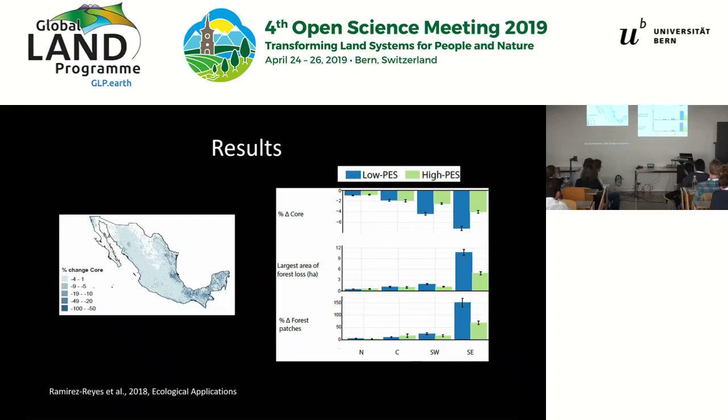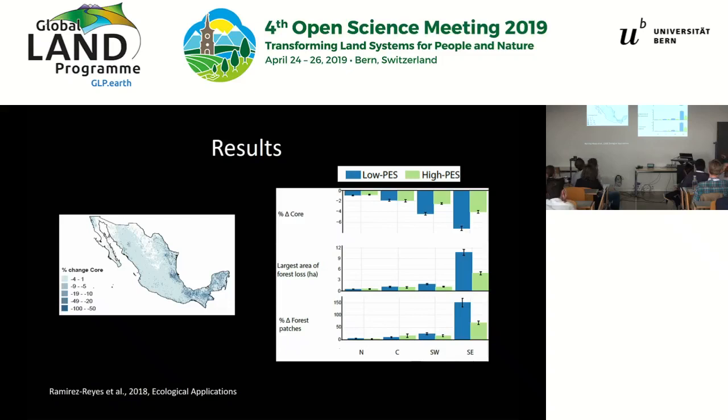Then we did a matching analysis to see the effects of the program, comparing the propensity of areas that are receiving the money with similar areas that have similar geographical and economic characteristics, and making this comparison. Here we have areas in blue that didn't receive payments, and areas that received payments. Here we divided the country into north, central, southeast, southwest.